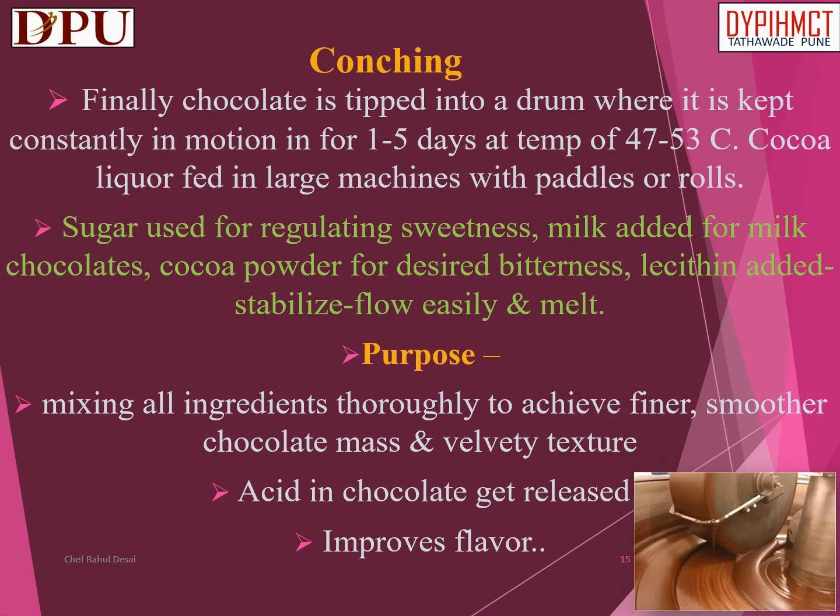Conching: finally, chocolate is tipped into a drum where it is kept constantly in motion for 1-5 days at a temperature of 47-53 C. Cocoa liquor is fed into large machines with paddles or rolls. Sugar is used for regulating sweetness, milk is added for milk chocolates, cocoa powder for desired bitterness, and lecithin is added to stabilize flow and melt easily. The purpose is mixing all ingredients thoroughly to achieve a finer, smoother chocolate mass and velvety texture. Acid in the chocolate gets released, which improves flavor.